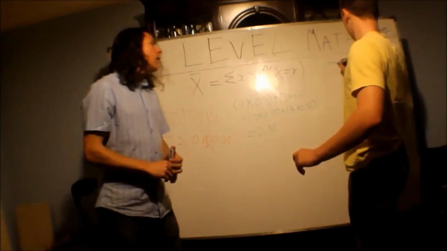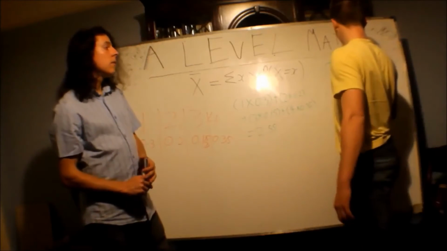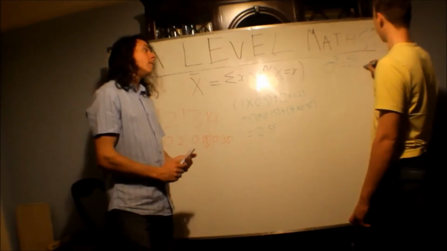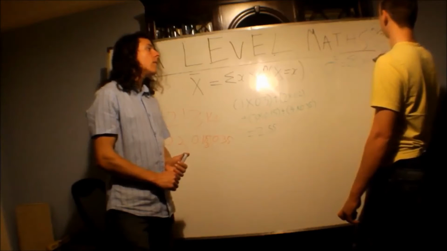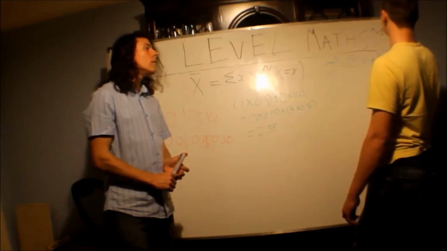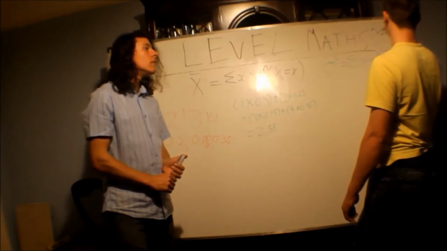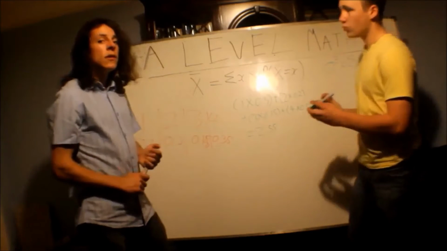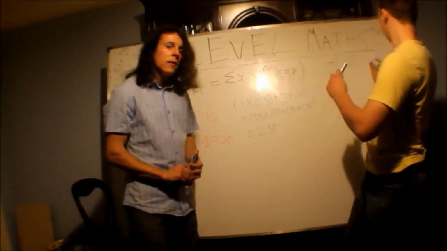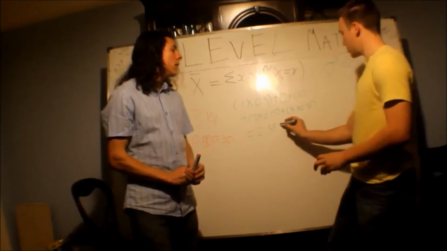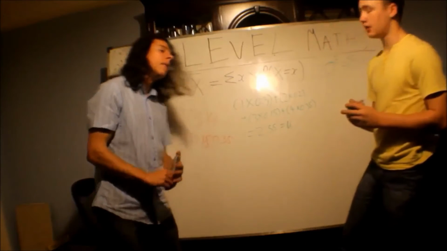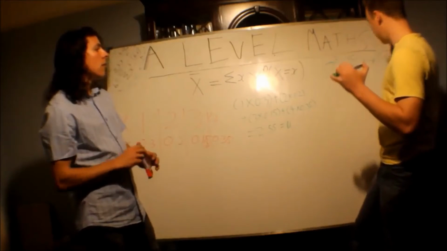So we have the variance, which equals the sum, sigma, of x minus mu squared times the probability that X takes the particular value. Now mu is another way of writing x bar. It's the same as the mean. So that's what that is.